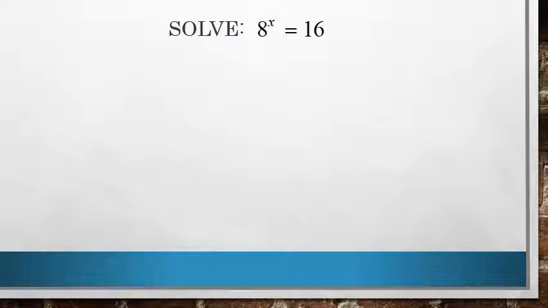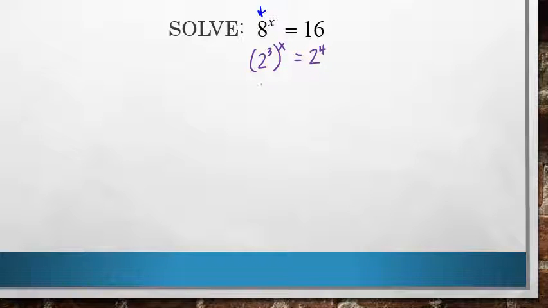So first one, solve 8 to the x equals 16. So that first step said to isolate the exponential piece, and that's isolated by itself, so that's already done. Then step 2 says to see if you can write these as the same base. So 8 and 16, I can write both of those in terms of base 2. 8 is the same thing as 2 cubed, and that's all to the x power. And then 16 is the same thing as 2 to the 4th.